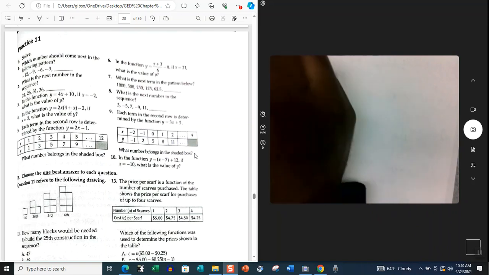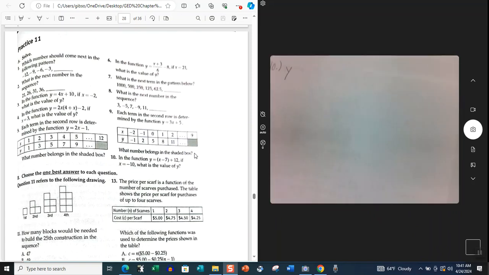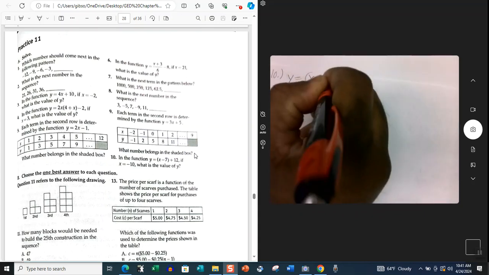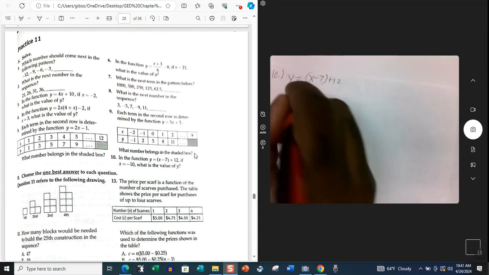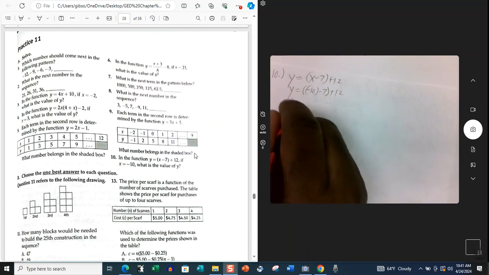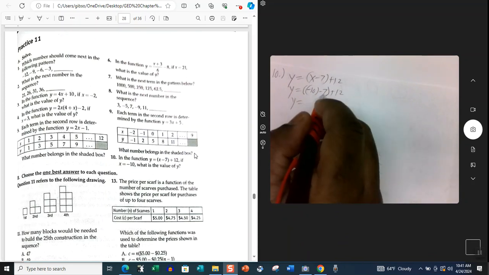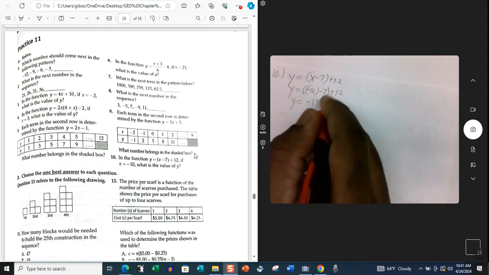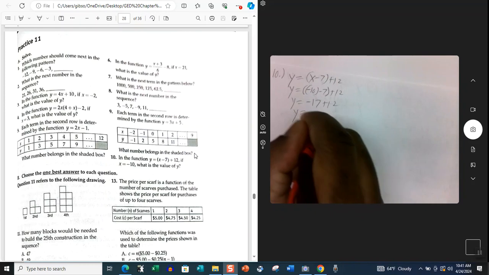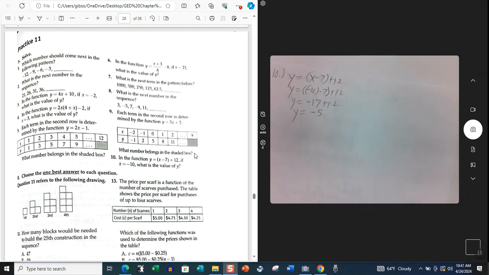So this is still number 10. So we have y is equal to x minus 7 plus 12. So y is equal to, we'll put in negative 10 for x minus 7 plus 12. So we have y is equal to negative 10 minus 7 is a negative 17 plus 12. Negative 17 plus 12 is a negative 5. So our answer here should be a negative 5.